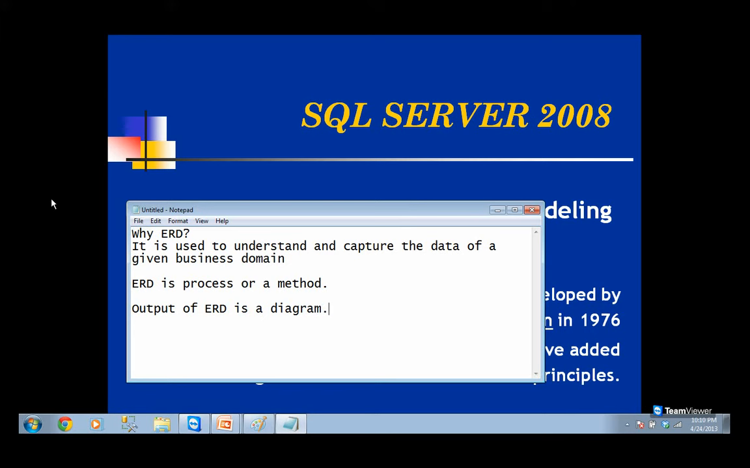Okay, diagrams can easily be understood by all stakeholders. It is for a client as well as for the technical people and non-techies. Non-techies means you may have a manager, you may have a client, all of them. Okay, this is the purpose of ERD.